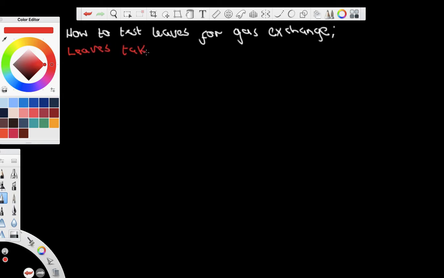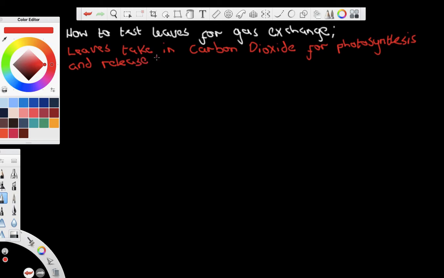take in carbon dioxide for photosynthesis and release the waste product oxygen in a process called gas exchange.